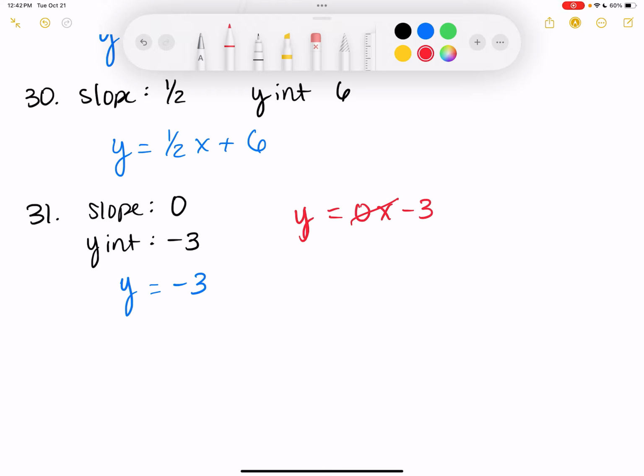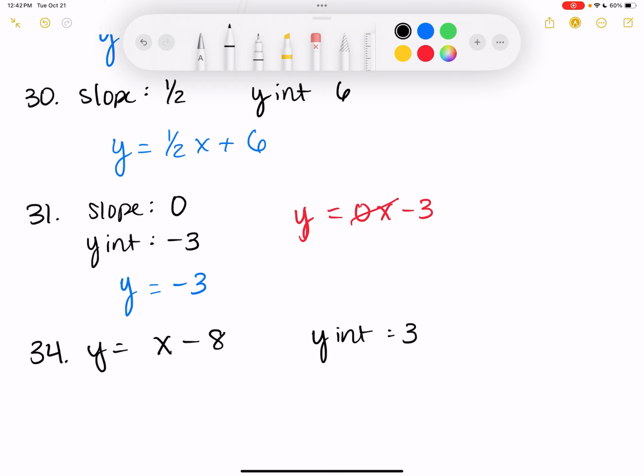All right, write an equation of the line that has a y-intercept of 3 and is parallel to the line whose equation is given. So 34. Y equals x minus 8, and they tell us that it's going to have a y-intercept of 3, and it's parallel to this line.